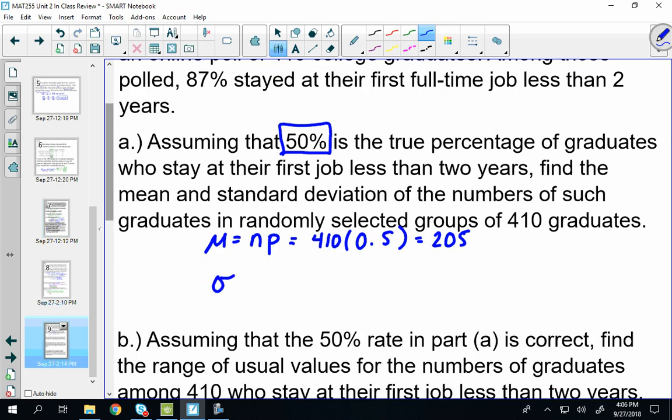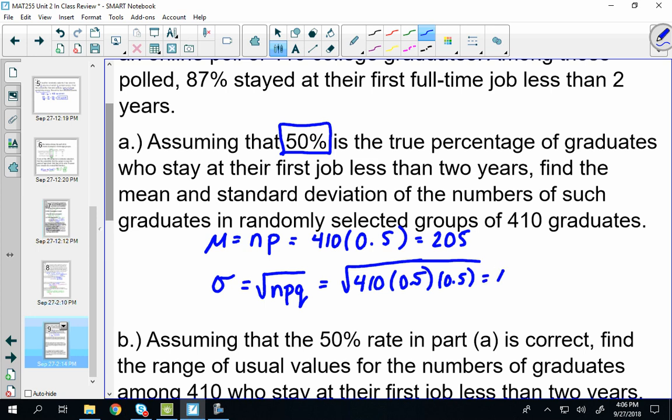Our standard deviation is the square root of n times p times q. So it would be the square root of 410 times our probability of success times our probability of failure, which are both 50%. And that gives us 10.1242287. So we round to 10.1, one digit past it. Remember, we want to try to include units here. So if we look at it, it was a percentage of graduates. So we would say 205 graduates, 10.1 graduates.